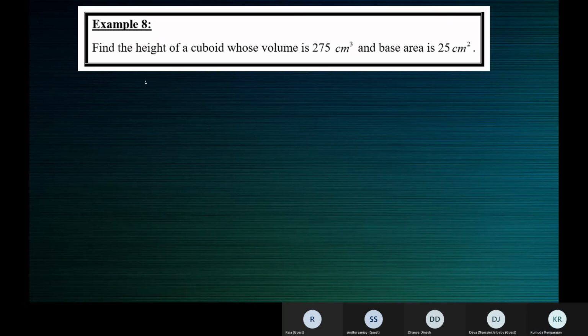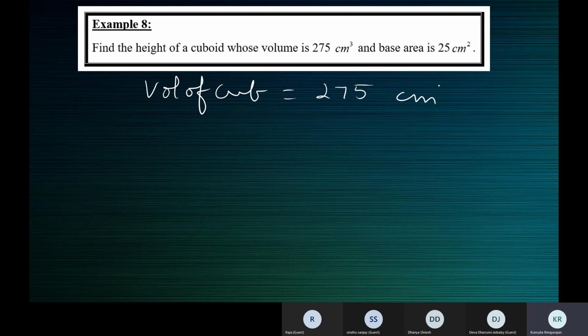So volume of cuboid is given to be 275 centimeter cube. But what's the formula to find the volume? Length into breadth into height. Correct. L into B into H is equal to 275. And now what is L into B? It's the base area. L into B is the area of the base.